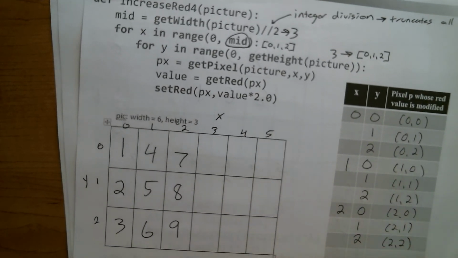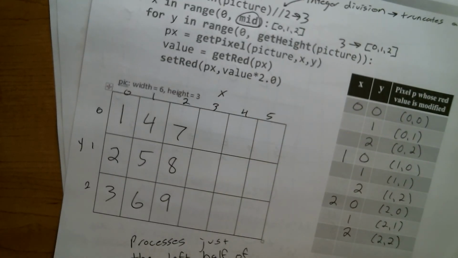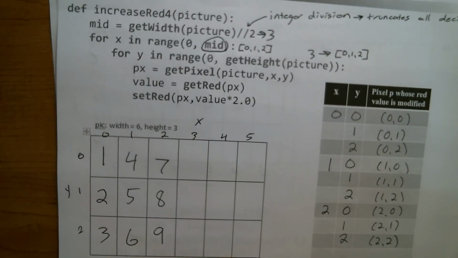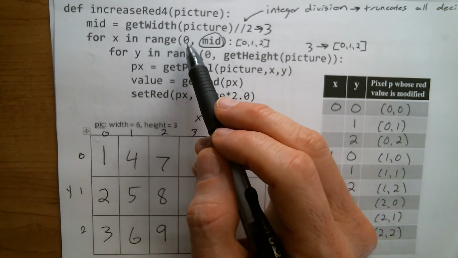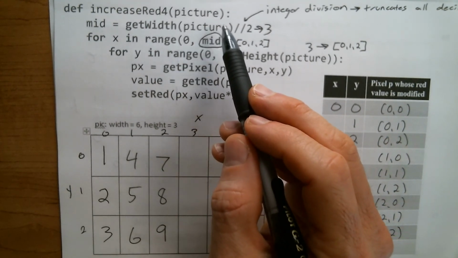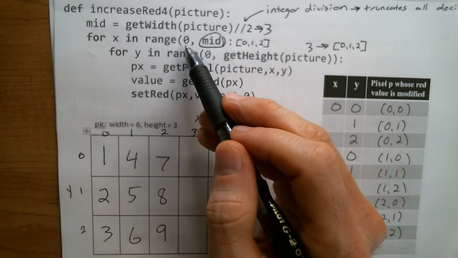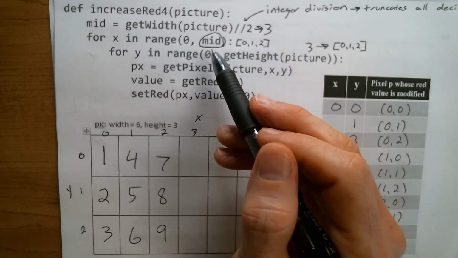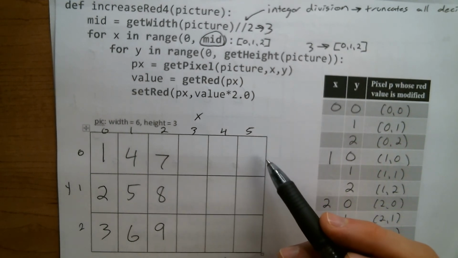Now, try to think about it. What if you wanted to process just the right half of the image? So instead of the left half, how would you need to change this if you only wanted to process the right half of the image? All right, so instead of starting at 0, we'd have to start at mid, because remember, mid was 3. So we would start at 3. And then instead of finishing at mid, we would finish at get width. So we would start at mid and then go to the end of the picture.